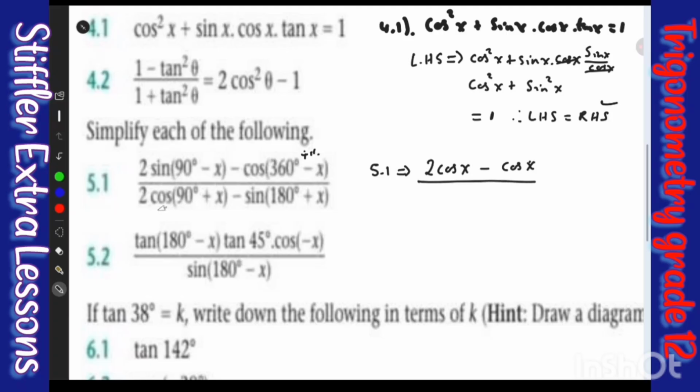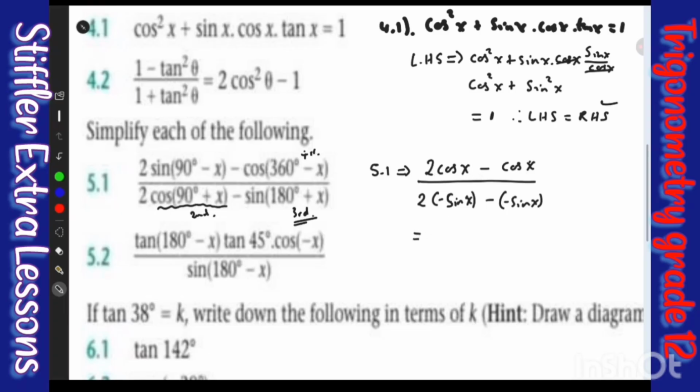And then this one is saying 2 cos (90 plus x). Like we explained, 90 plus x falls in the second quadrant and cos is negative. But since we use the reduction formula of 90, it will change into sine. So this becomes 2 and then negative sine of x. And then minus cos (180 plus x), which is in the third quadrant, and sine is negative. So this becomes negative sine of x.